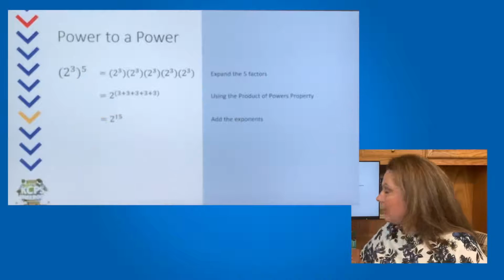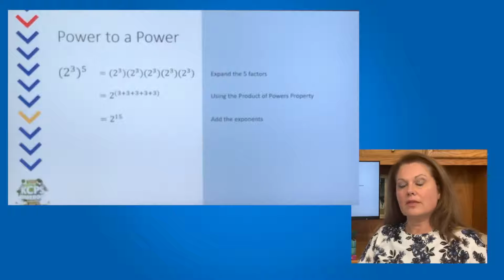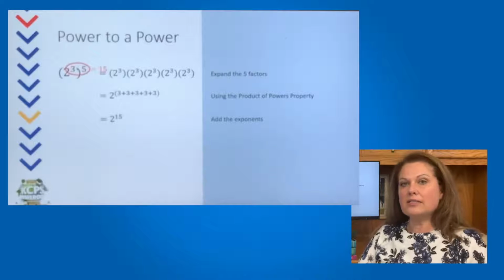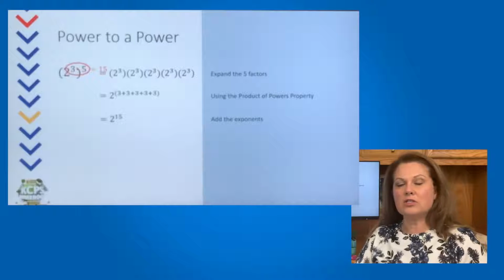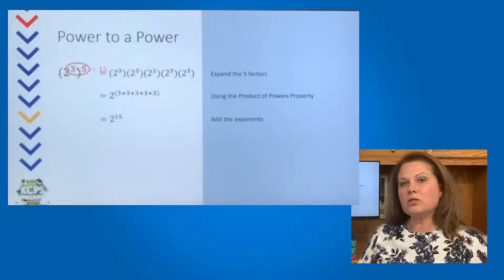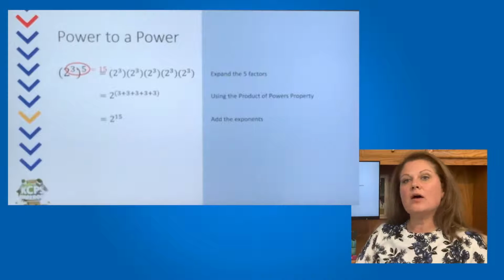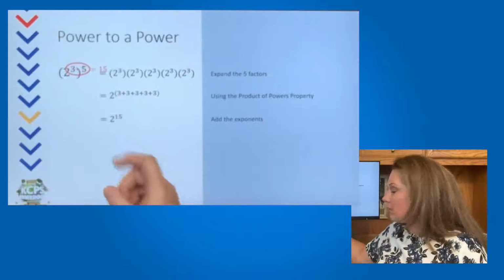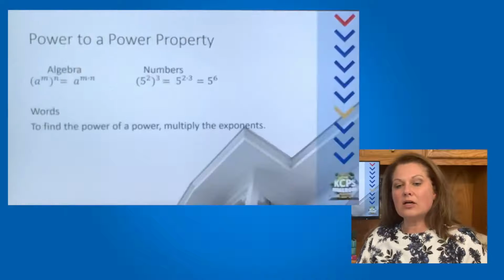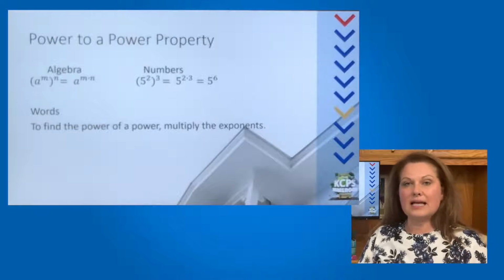If you look back at our original expression, is there another way you could get 15? If you said yes, and you noticed that 3 times 5 is 15, you have figured out how to use the power to a power property. The power to a power property says if we have a power to another power and it has the same base, which in this case it does, we simply multiply our exponents to get our simplified form. Let's take a look at what that would actually look like in algebraic terms, in numbers, and in words.